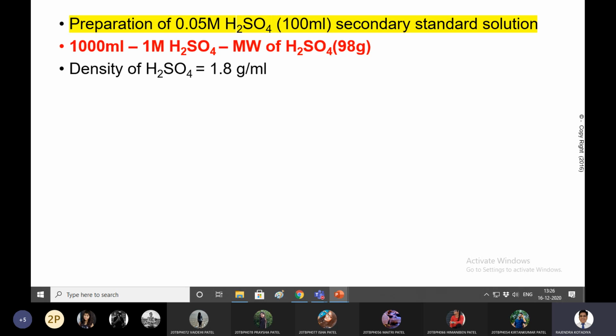In which state is it available? In liquid state. So how are we going to weigh that liquid? Sir, using the formula of density. Yes, then we need to convert our grams into volume because we have to measure the volume of H2SO4. We need not weigh it. It is very difficult to weigh H2SO4. We have to measure its volume. For that we need to know its density, and for H2SO4 it is 1.8 gram per ml.